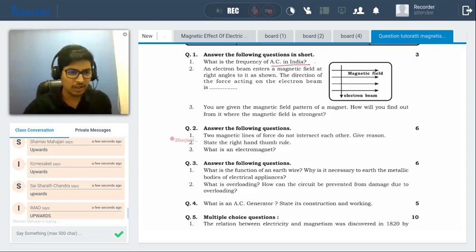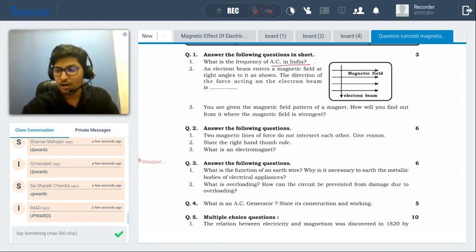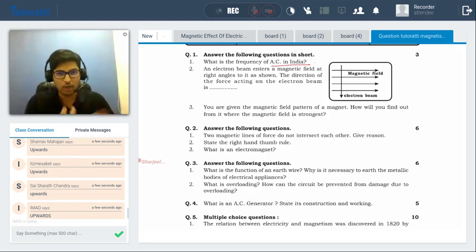Okay. Now, for people who have answered this, let me ask you this one thing. When you're talking about an electron beam and a magnetic field, the direction of the electron beam, did you take it as the direction of electric current, or did you take the direction of electric current as opposite to it? What did you do?